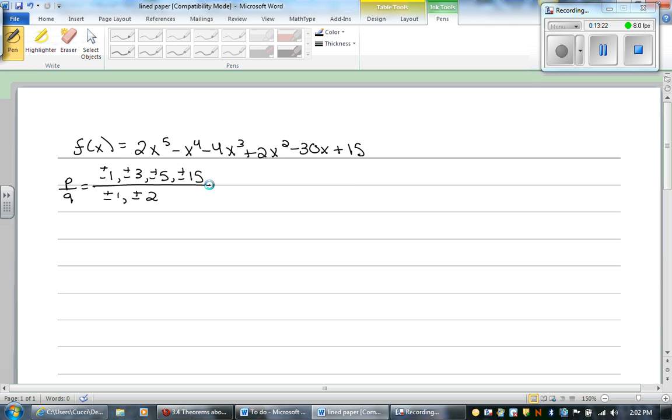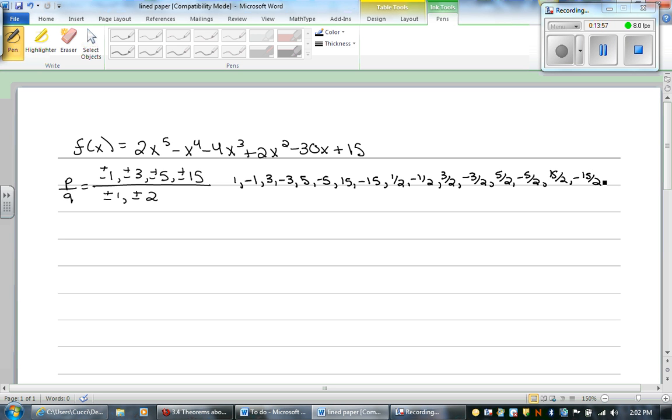Okay, so what we're going to do next is we have to think about this basically as a list, right? We get 1, -1, 3, -3, 5, -5, 15, -15. And then we have 1/2, -1/2, 3 halves, -3 halves, 5 halves, -5 halves, 15 halves, -15 halves. So those are all of our possibilities.